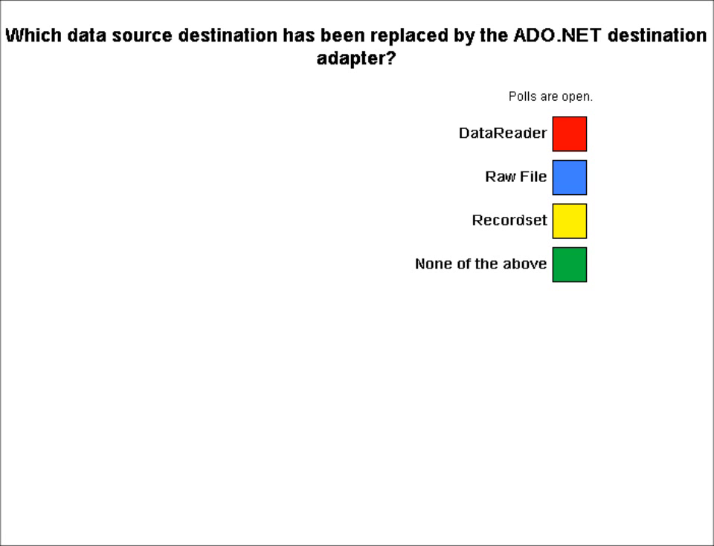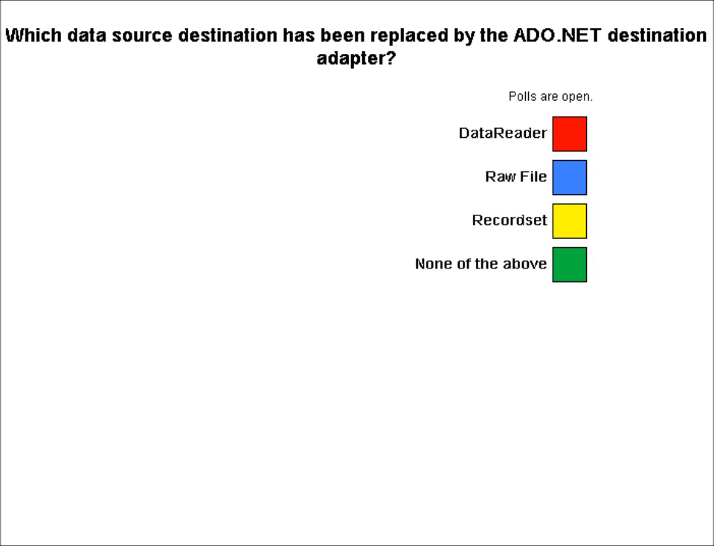All right, so next question, similar in concept. Let's see if you were paying attention. So which data source destination in Integration Services 2005 has been replaced by the ADO.NET destination adapter in Integration Services 2008? Okay, so this is talking about the destination. I got you on this one.